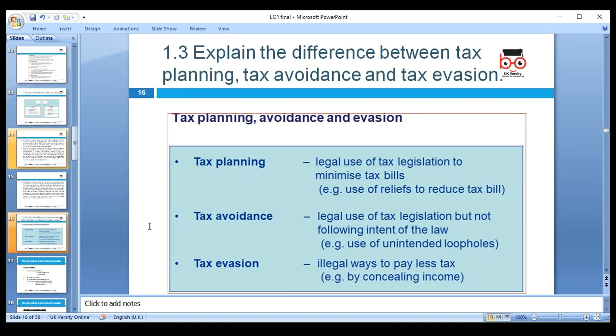Tax avoidance is the legal use of the tax legislation but not following the intent of the laws. Yes, unintended loopholes. We talk about creative accounting. Some people are very creative. So that is tax avoidance. Tax evasion is the illegal way to pay less tax, which we are not supposed to do.